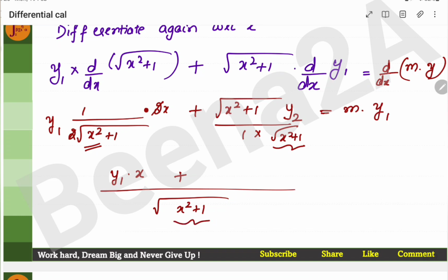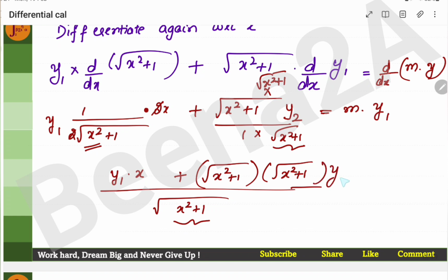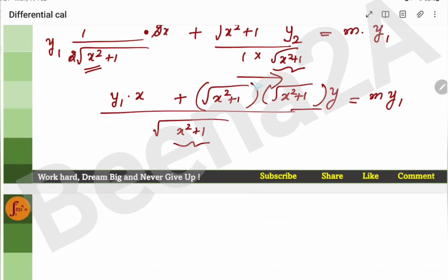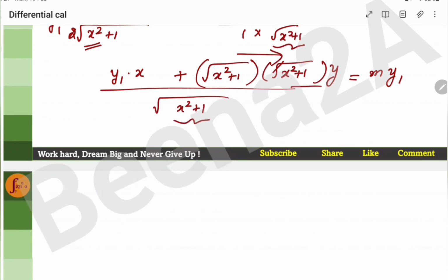Only then we'll get this LCM. You have to multiply the numerator with x square plus 1. So I'll get root of x square plus 1 into root of x square plus 1 into y2, and this is m y1. Now this becomes square. X square plus 1 into x square plus 1 becomes square. Square root and square will get cancelled. So I'll get xy1 plus x square plus 1 into y2 is equal to my1.